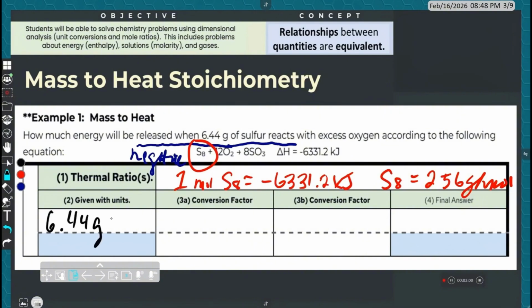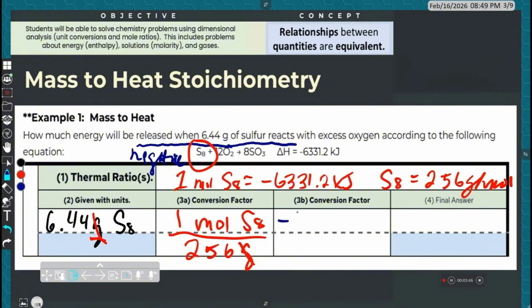6.44 grams of sulfur. Because we're starting with grams, we need to use the molar mass to cancel out the grams. So 1 mole of S8 over 256 grams. All right, remember we are burying the gram, canceling out the grams so we can give life to the moles of S8. Then we can use the thermal ratio between sulfur and the kilojoules, where heat energy is released.